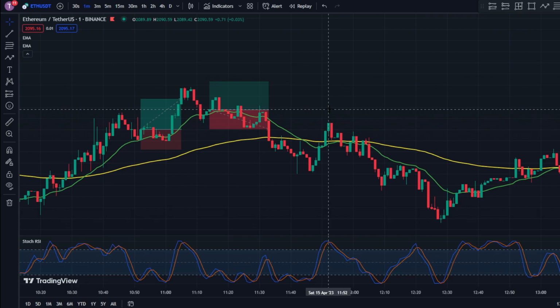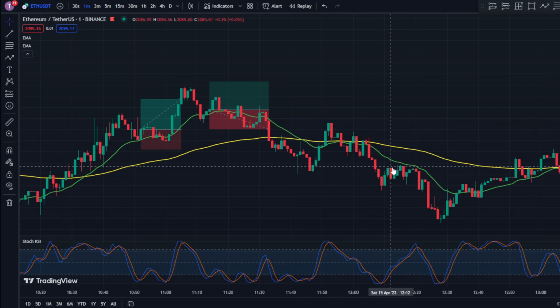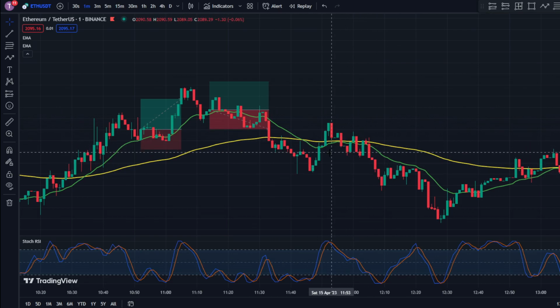So in this case, first up, you want to look at the EMAs. Same thing. When the green EMA, which is your 20 EMA, is below the yellow EMA, this is when you want to take short positions because we are in a downward trend. So first, you've identified the trend. It's in a downward trend. You see the green is below the yellow.